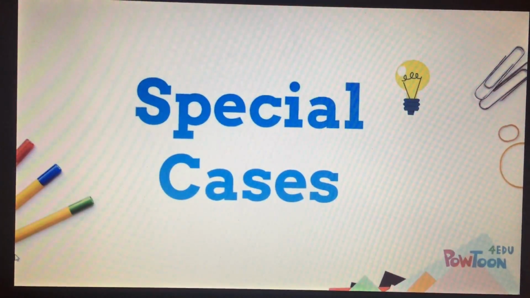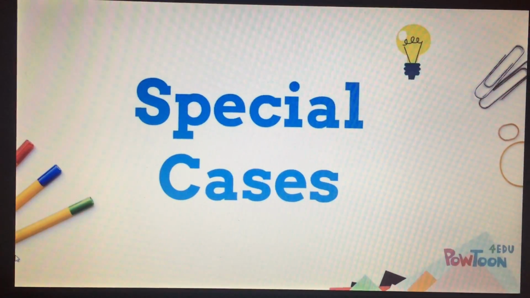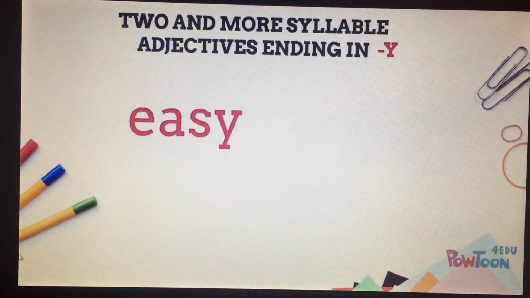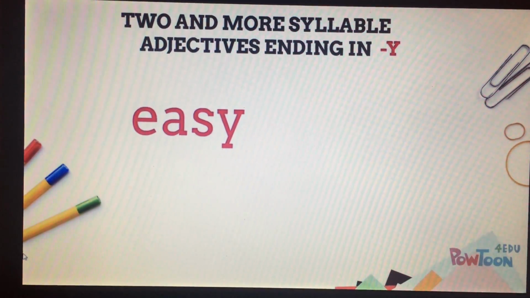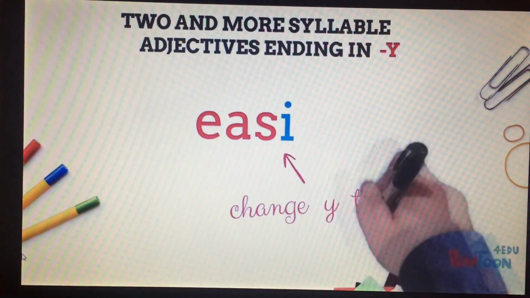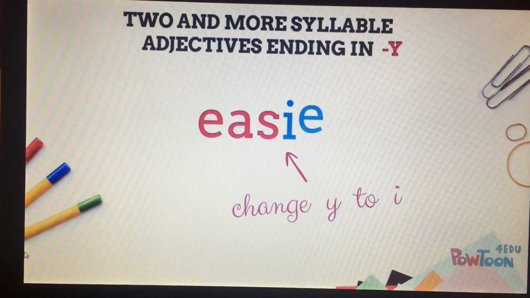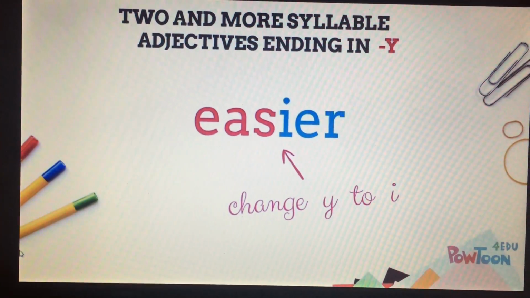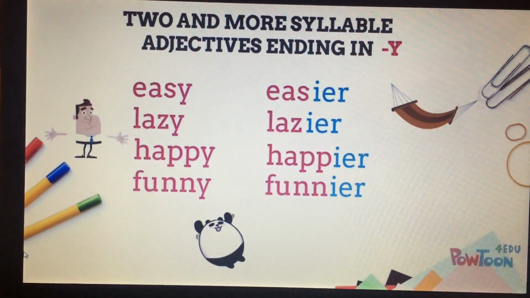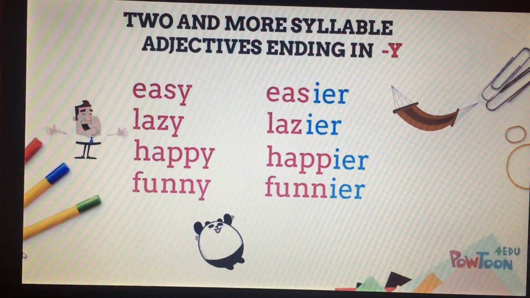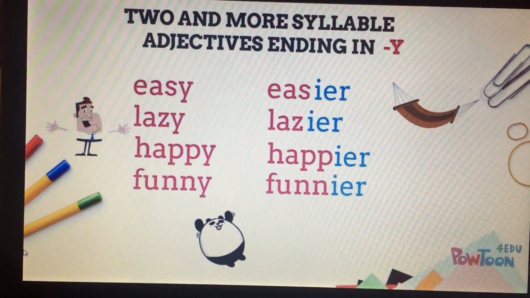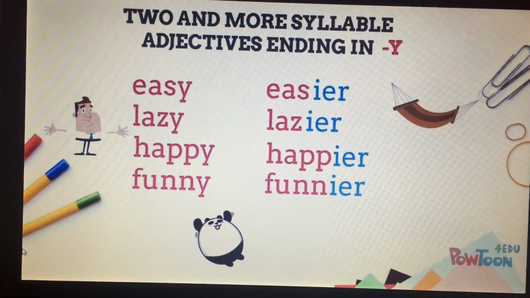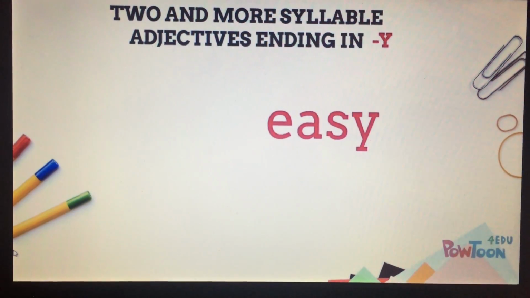There are some special cases related to the use of comparative adjectives. If it's a two or more syllable adjective ending in y, you can make its comparative form by changing y into i and adding the suffix er. Easy, easier. Lazy, lazier. Happy, happier. Funny, funnier. But there is another way.